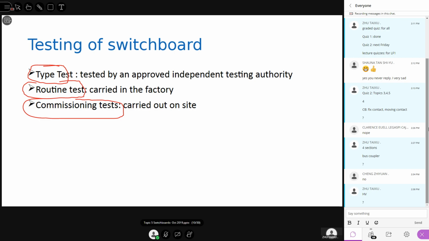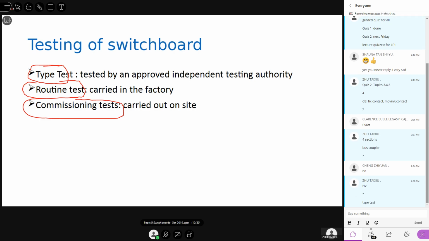So what is the meaning of a type test? Write down here, type test. Type test basically is done by an approved independent testing authority, can be a laboratory. So that means you cannot do this at a manufacturer's factory. The type test must be done by an approved independent third party, usually certified, for example, by some authority or organization, right? So that's the type test.